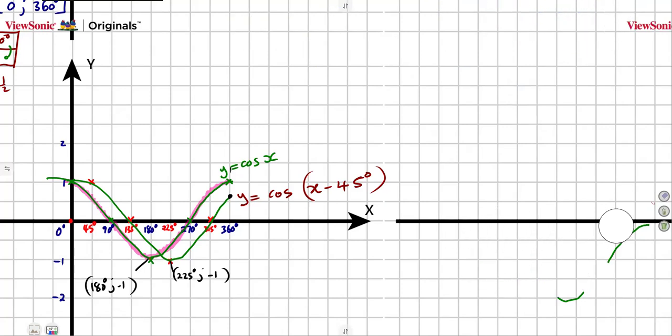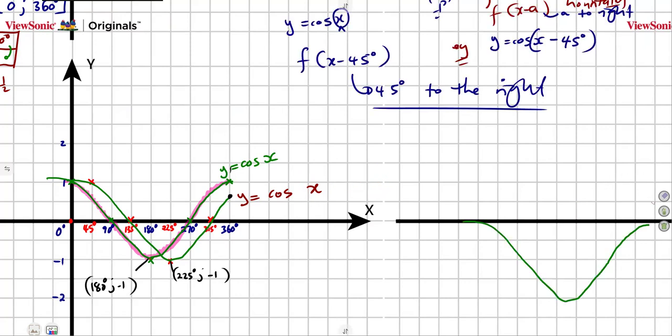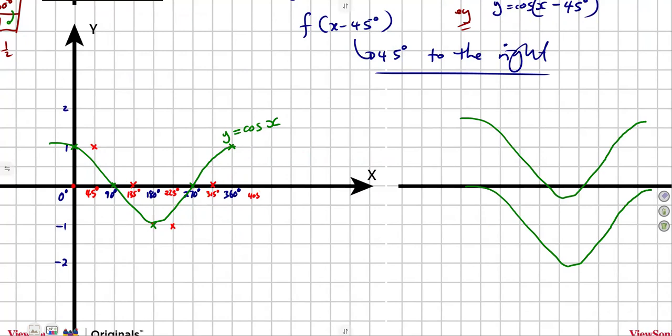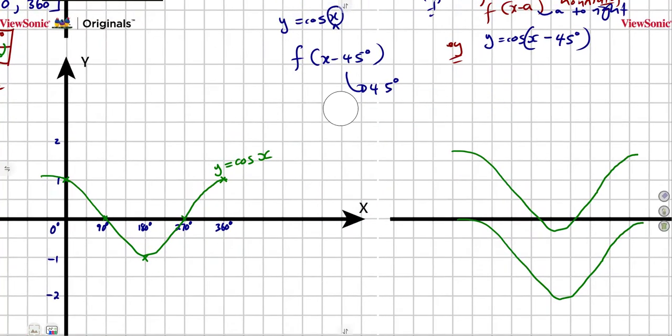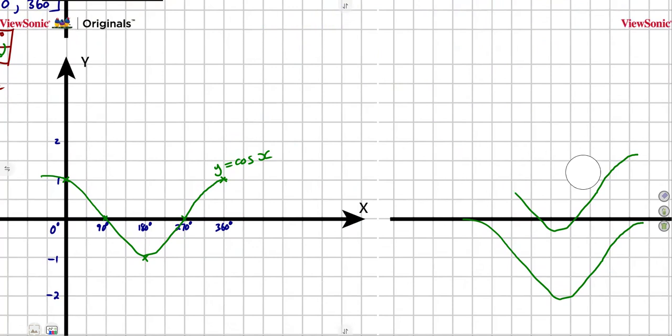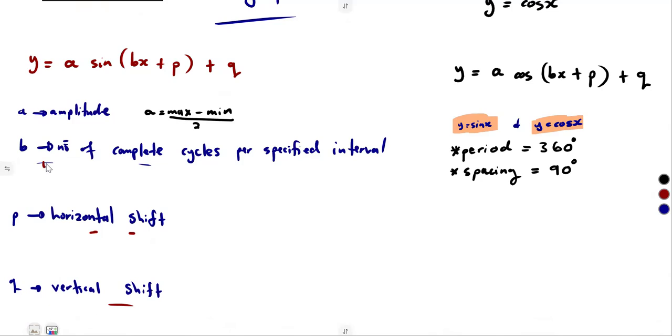All right, let us consider the effect of B. Our graph now has a certain number of cycles that are being completed within a certain interval. Within the given interval. Remember what we had in our previous class. So that is the effect of B: the number of completed cycles.